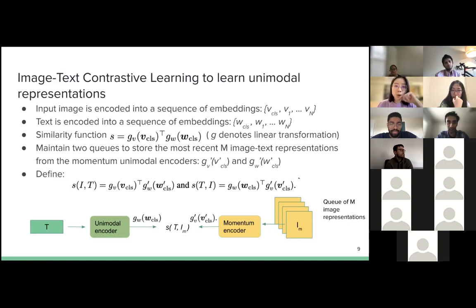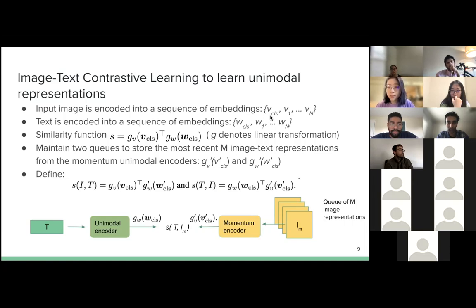So first of all, we encode our input image into a sequence of embeddings. This is very similar to how ViT does it. You have a sequence of embeddings that embed the N patches from an image, and then you label them from V1 to Vn. On top of that, you also prepend an embedding for the CLS token in front.